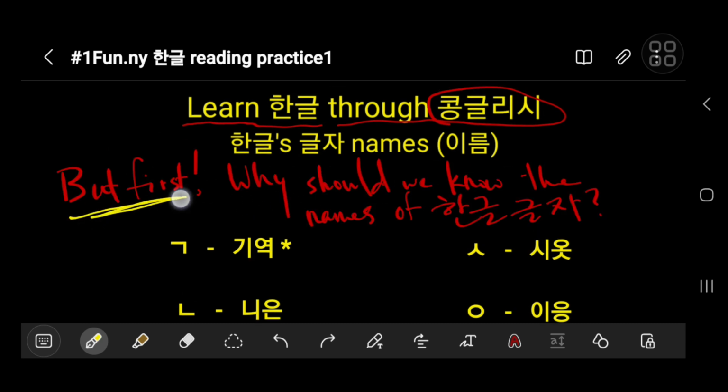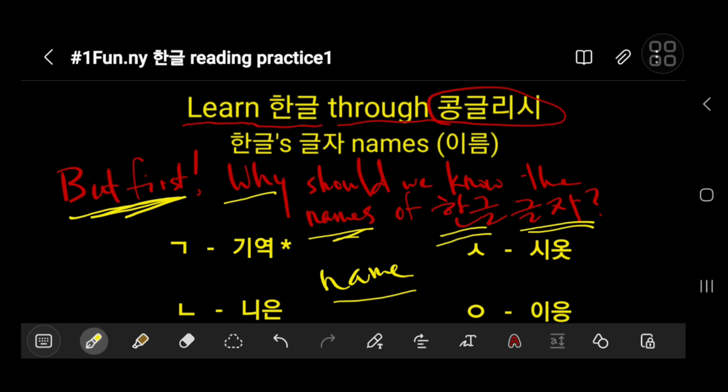But first, why should we know the names of the Hangul 글자, the Hangul letter names? Well, for example, if someone is telling you their name, they sometimes will, to clarify, tell you what letter is in their name, or something like that if you're spelling a word. So it can be quite helpful. Not absolutely necessary, but quite helpful. Anyways, let's jump in and get started.